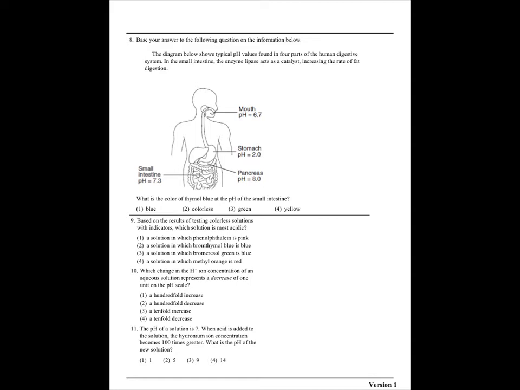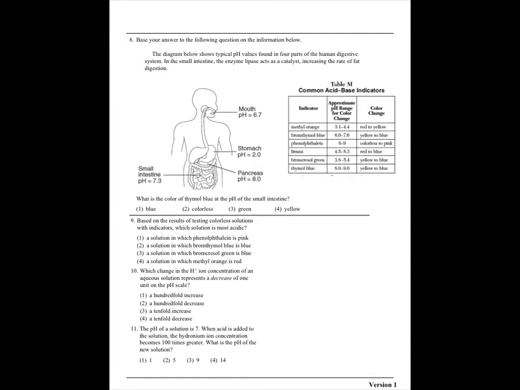Alright, what is the color of Thymol Blue at the pH of the small intestine? So let's add back our reference table M. So let me pull it out in a bit. Uploading, and here we go. It's right here. Thymol Blue right here. Let's put in purple. I like purple. Thymol Blue. pH of small intestine is 7.3. We're below the range, so we're yellow.